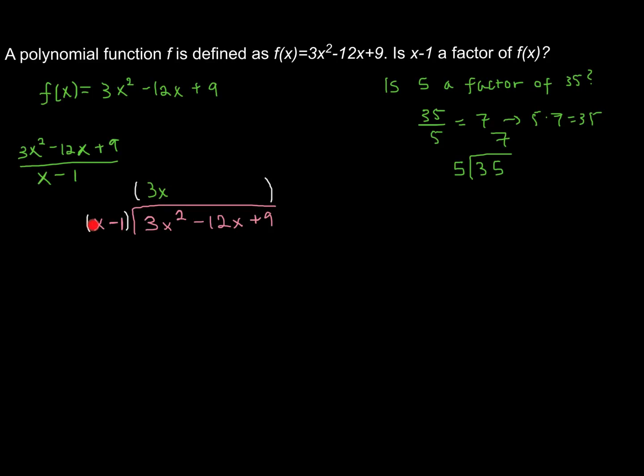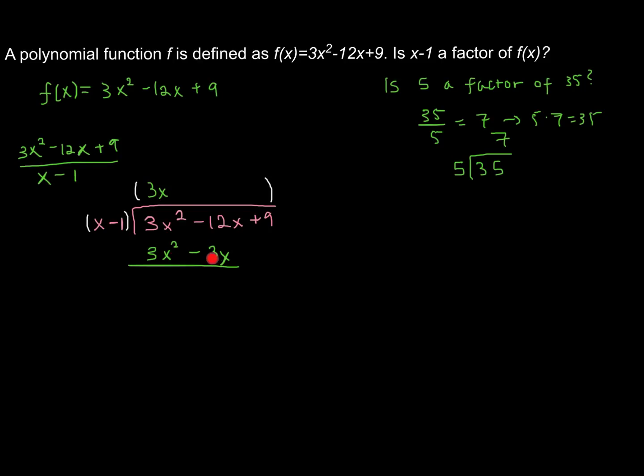3x times x would be 3x squared. But don't forget, I also have to multiply it by negative 1. Now my goal is to see, just based on this first term, what will I have after multiplying by x minus 1? So that I can figure out what's left over from my eventual polynomial that I want to get. So let's multiply it out. 3x times x is 3x squared. And then 3x times negative 1 is negative 3x. So this is what I end up with after multiplying x minus 1 by this first term.